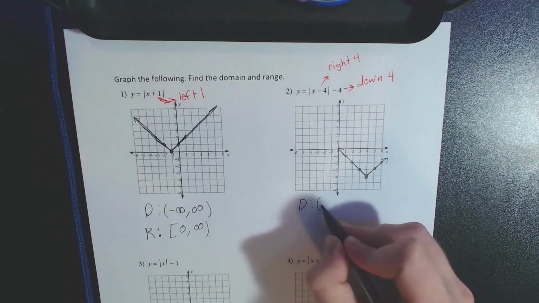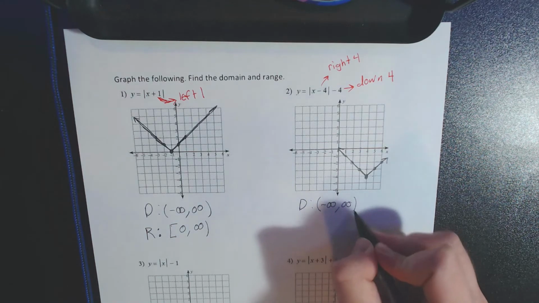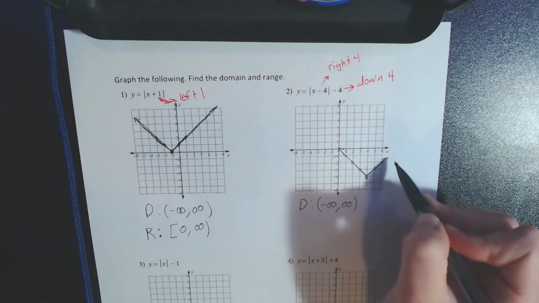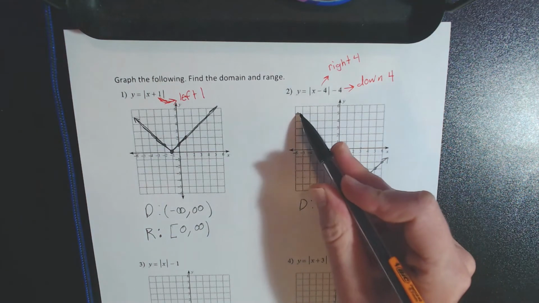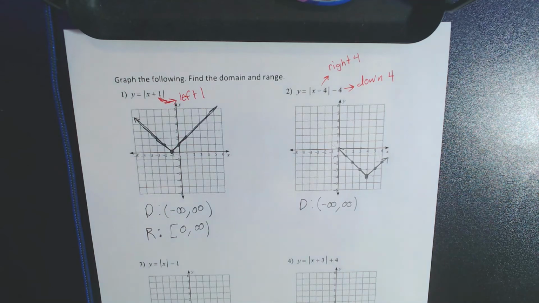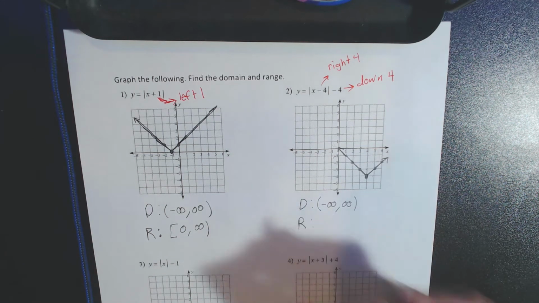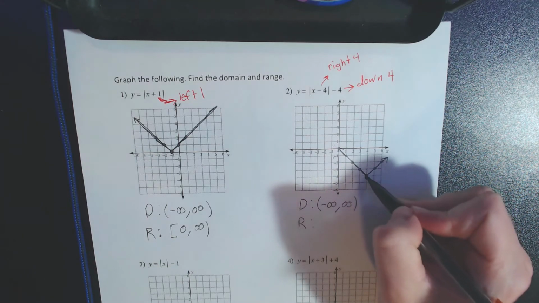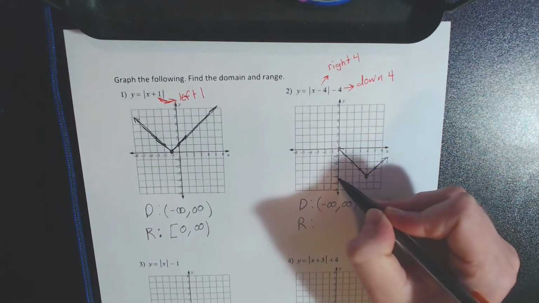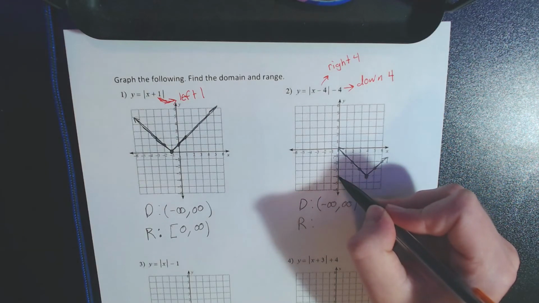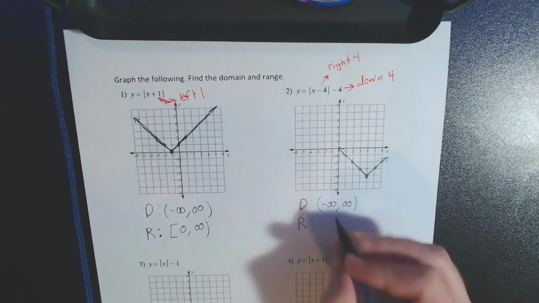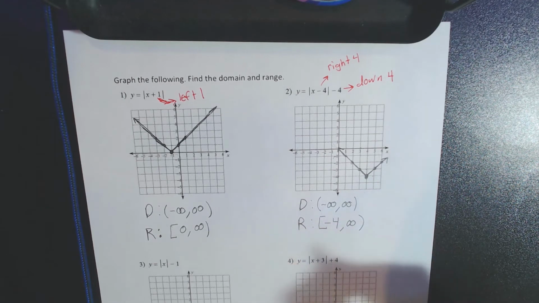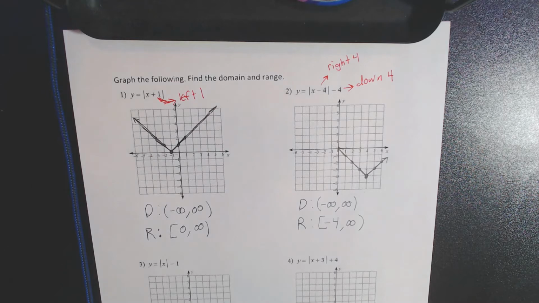Domain will be, again, -infinity to infinity, because all the x values will have a point on them, right? This will continue on off the graph, so all the horizontals get hit. The range, what y values get hit? Well, nothing below this point right here gets hit, so it's only things that have a y value of -4 and up that get hit. So from -4 up to infinity. Okay, that's our range.